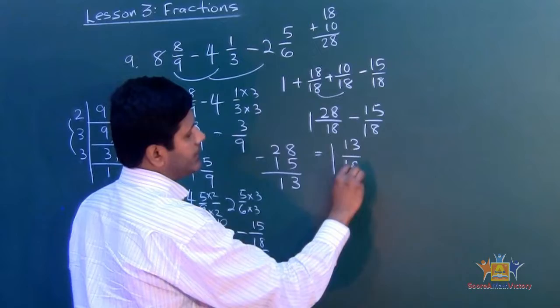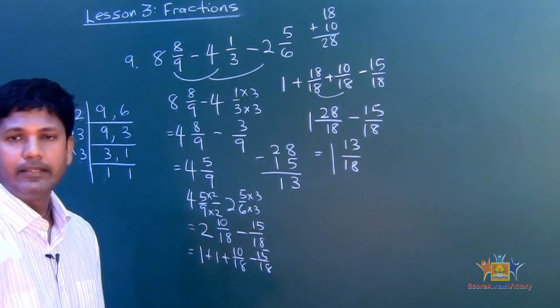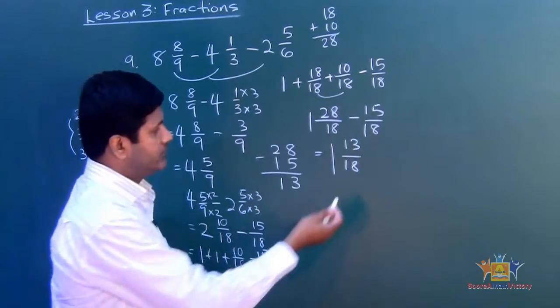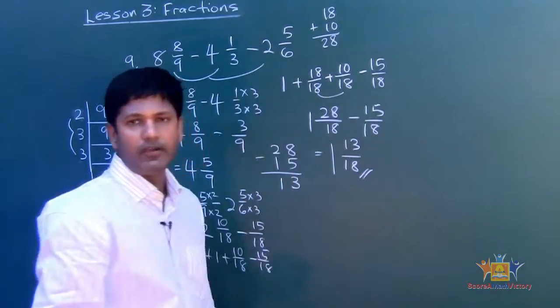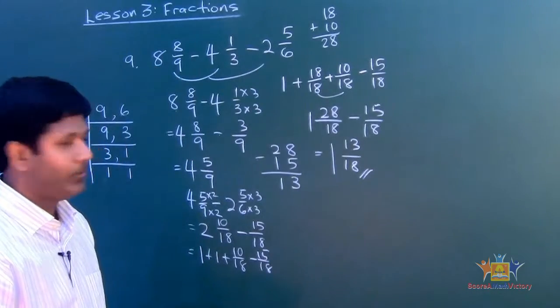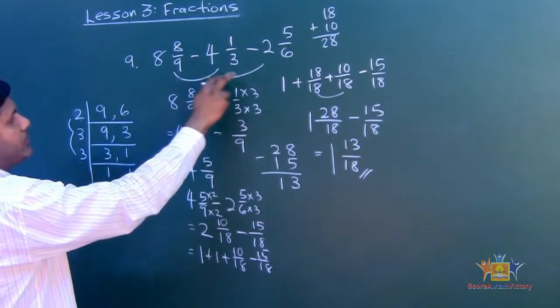13 over 18. Can I simplify with 13 and 18? There is no common number I can divide both of them with. So that means this is the final answer. Alright? Pretty easy, isn't it? Okay, good. Very easy. You just use the combination method, okay?